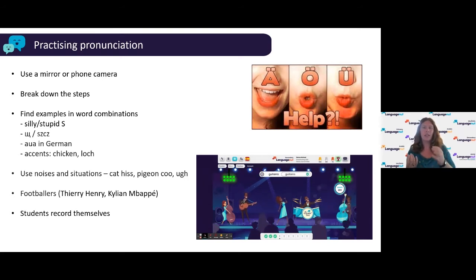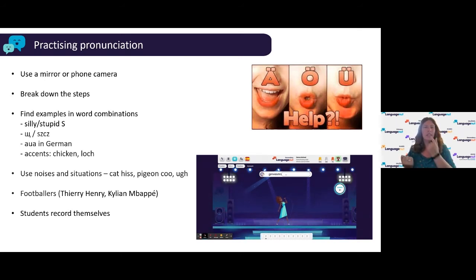If they want to do the Spanish d sound, seeing that it's not like a normal d, the tongue actually does come out from between the teeth. So that's really helpful. Get them to look at themselves. You know, they always feel weird, but it's so helpful.